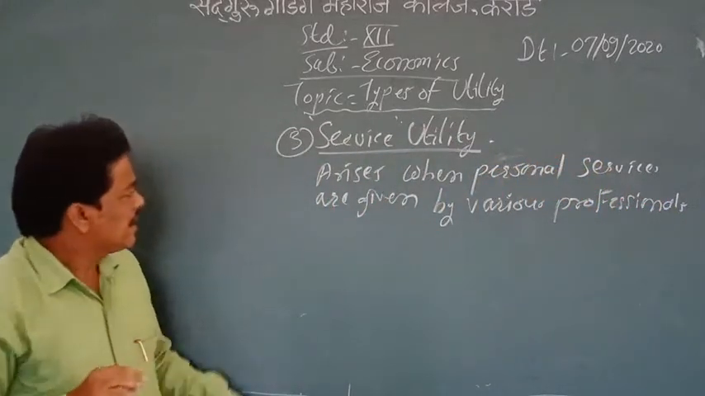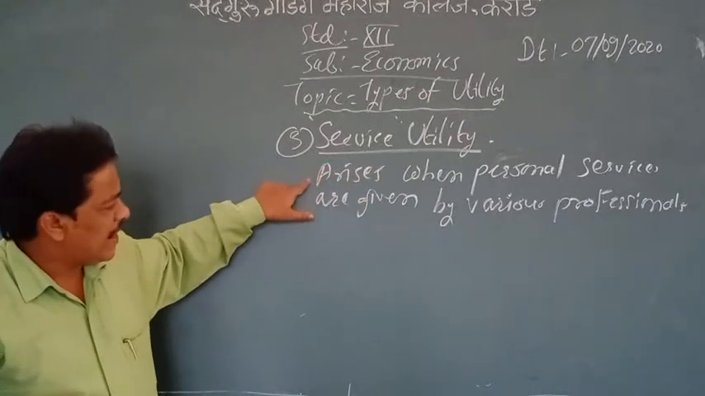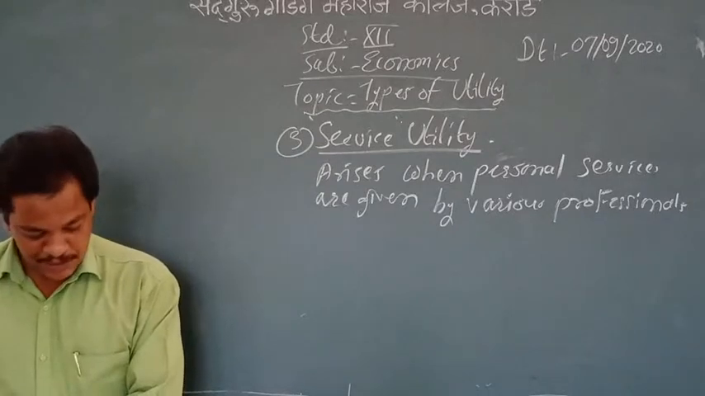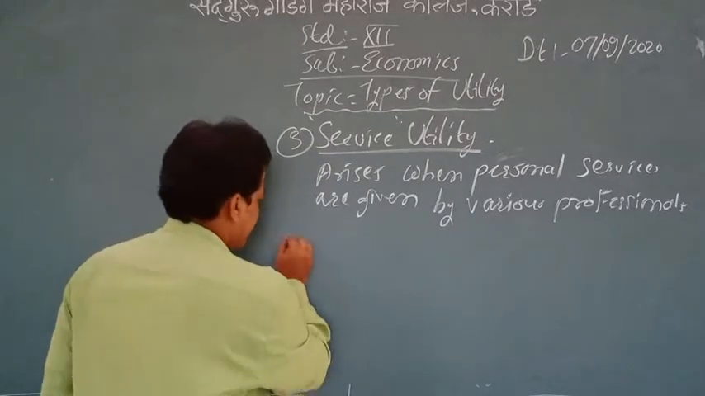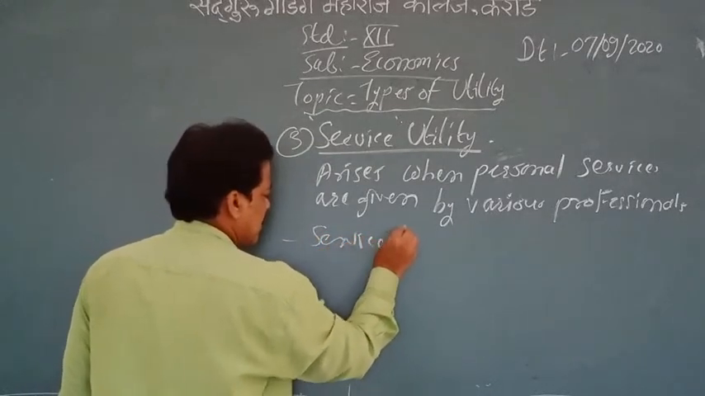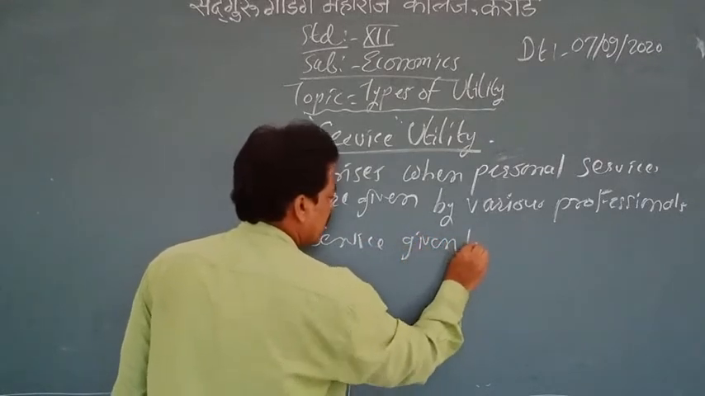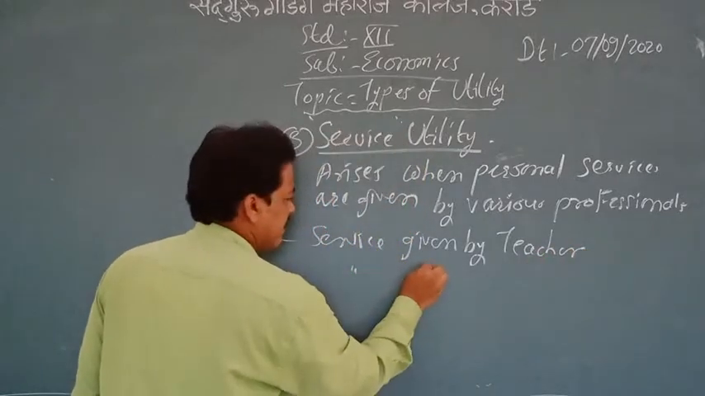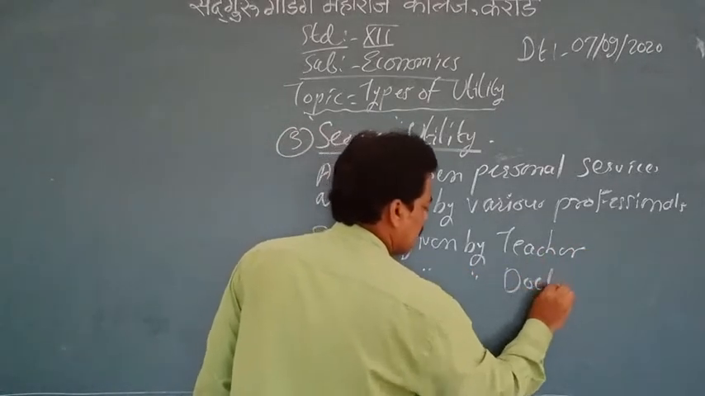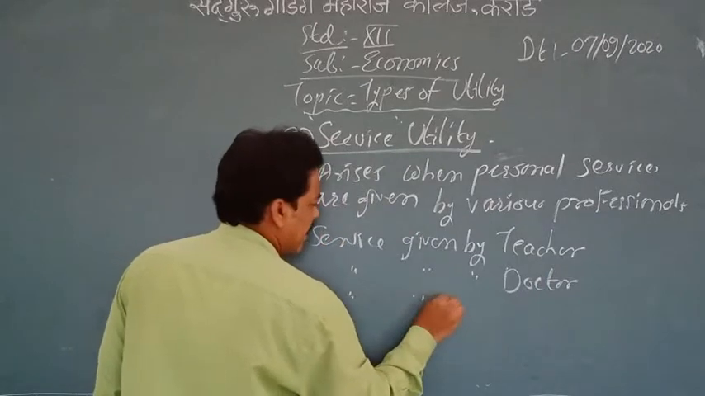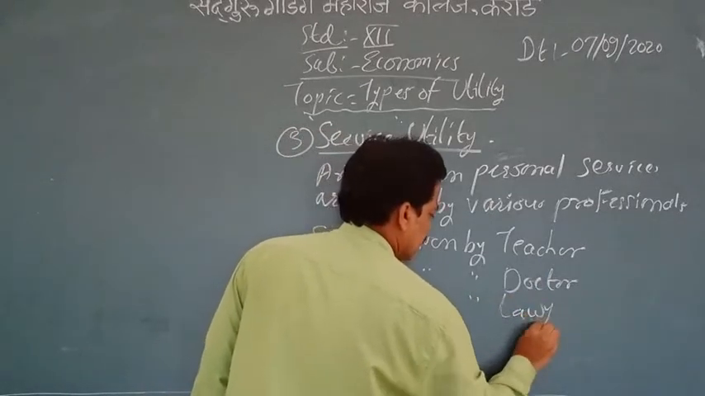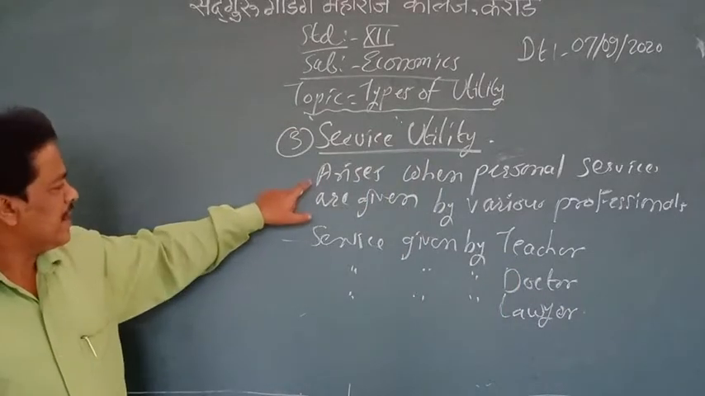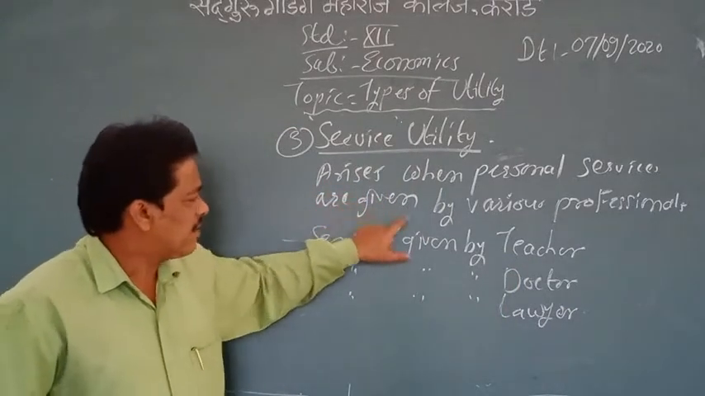Now see, service utility is going to arise when personal services are given by various professionals. I will explain this point with the help of some examples. For example, service given by a teacher, or service given by a doctor, or service given by a lawyer. Now see, what is important? Service arises when personal services are given by various professionals.